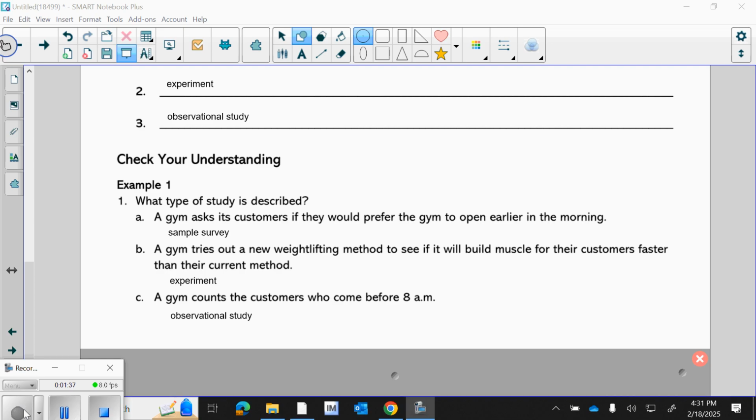All right, how did you do? A is a sample survey. You can see that they asked the same exact question to every single customer. B is an experiment. They're trying out a new weightlifting method, and they want to see what the results are. C is observational because they're not doing anything to the customers to change the outcome. They're simply observing.